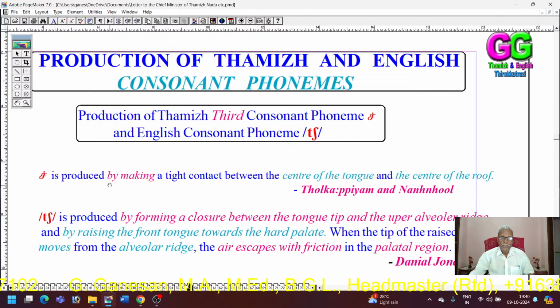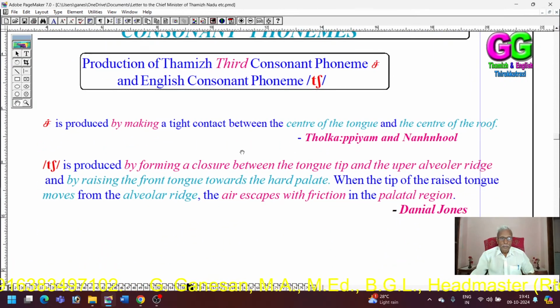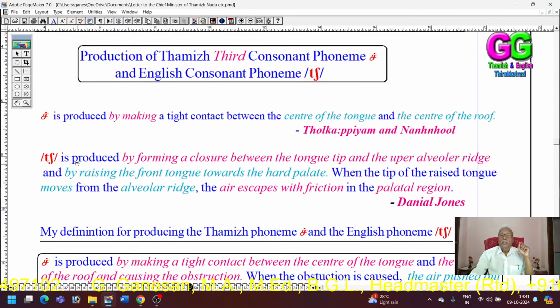"Ch" is produced by making a tight contact between the center of the tongue and the center of the roof. This is the definition of Tolkappiyam and Nannul. That is how the phoneme "ch" is produced. Then, how is the English consonant phoneme "ch" produced?